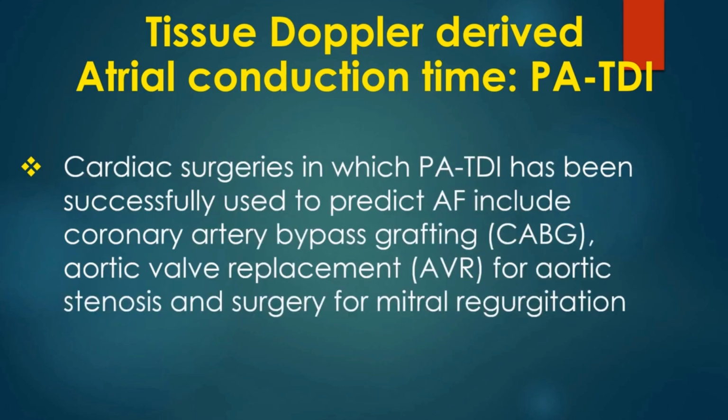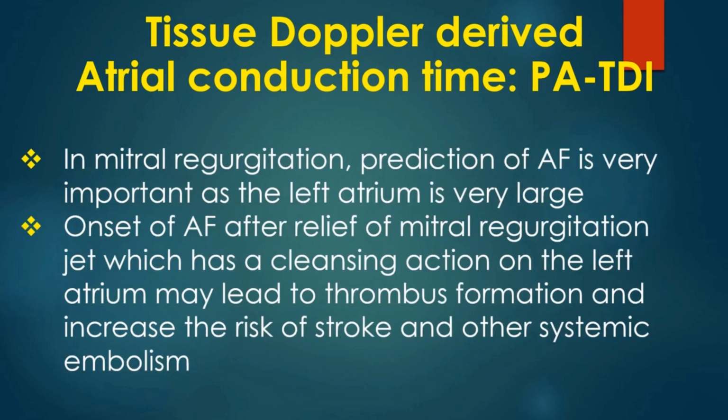Cardiac surgeries in which PATDI has been successfully used to predict AF include coronary artery bypass grafting, aortic valve replacement for aortic stenosis, and surgery for mitral regurgitation. In mitral regurgitation, prediction of AF is very important as the left atrium is very large. Onset of AF after relief of mitral regurgitation jet, which had a cleansing action on the left atrium, may lead to thrombus formation and increase the risk of stroke and other systemic embolism.